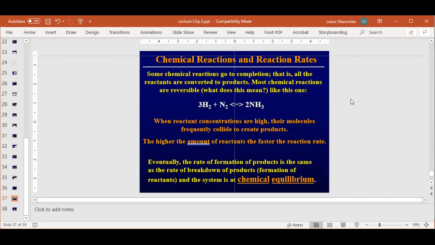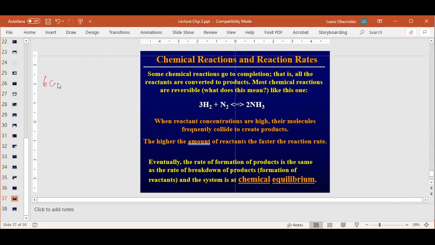All right, so reactions can go in either direction. I'll give you an example, and we're going to actually do this in class. So we've got 6 CO2 plus 6 H2O yields C6H12O6 plus 6 oxygen. So we just said that that's photosynthesis.